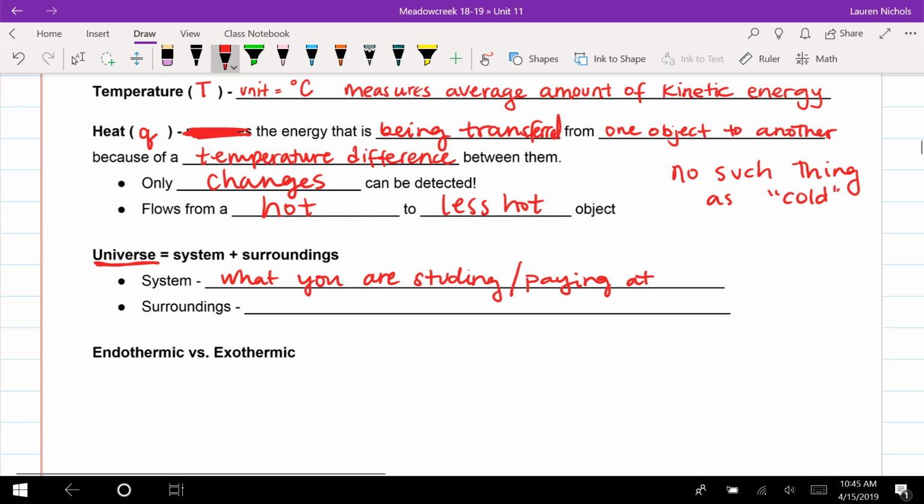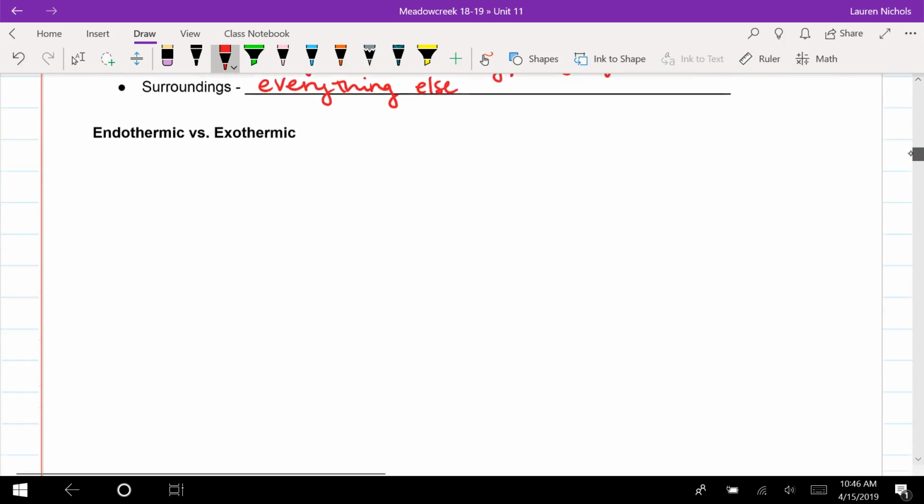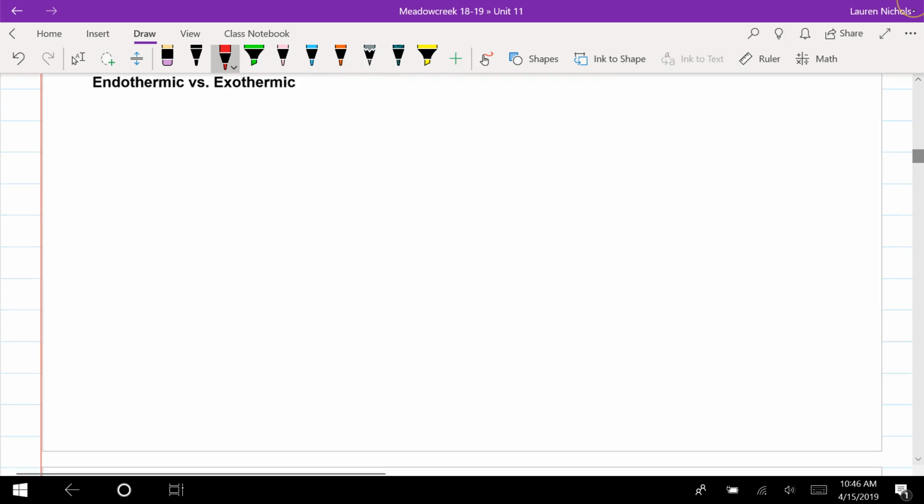In a different scenario, two different things could be a system one time, but the surroundings the next time. And the surroundings is literally everything else. So if I am doing a science experiment and it's happening in the beaker and all I care about is this reaction, then what's inside the beaker is my system, and the beaker plus everything else is my surroundings. As we talk about the way heat moves in and out of objects, we will use the phrases endothermic and exothermic. We really need to define what that means.